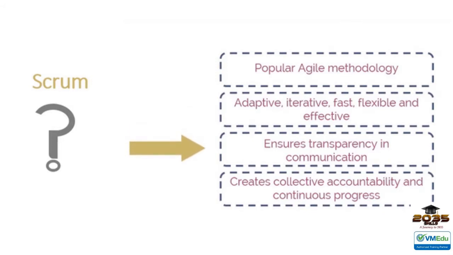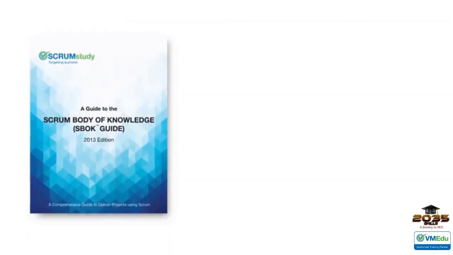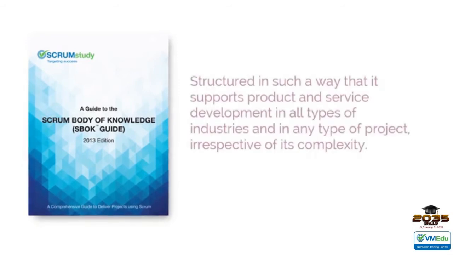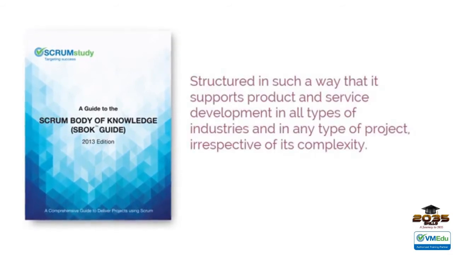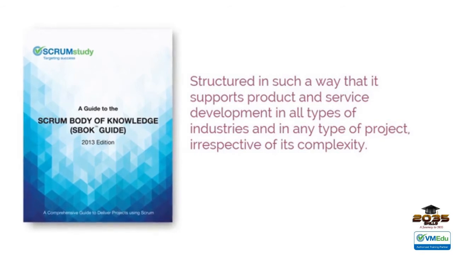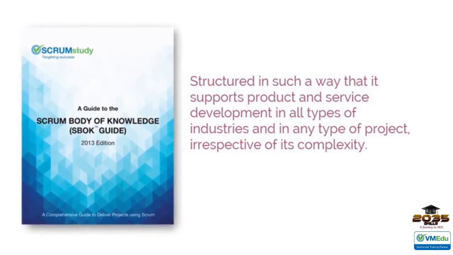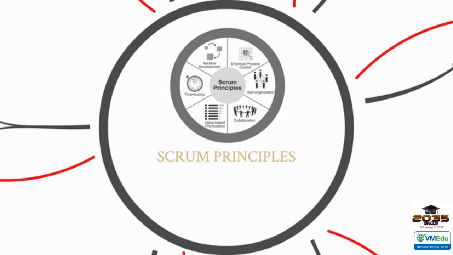Scrum ensures transparency and communication and creates an environment of collective accountability and continuous progress. The Scrum framework, as defined in the SBOC guide, is structured in such a way that it supports product and service development in all types of industries and in any type of project, irrespective of its complexity. Let's now look at the 6 key principles of Scrum.